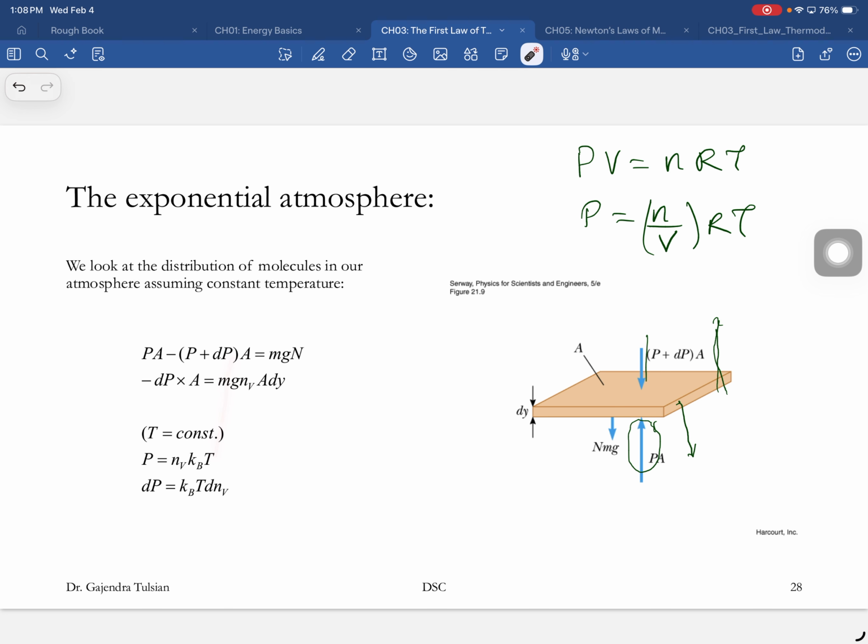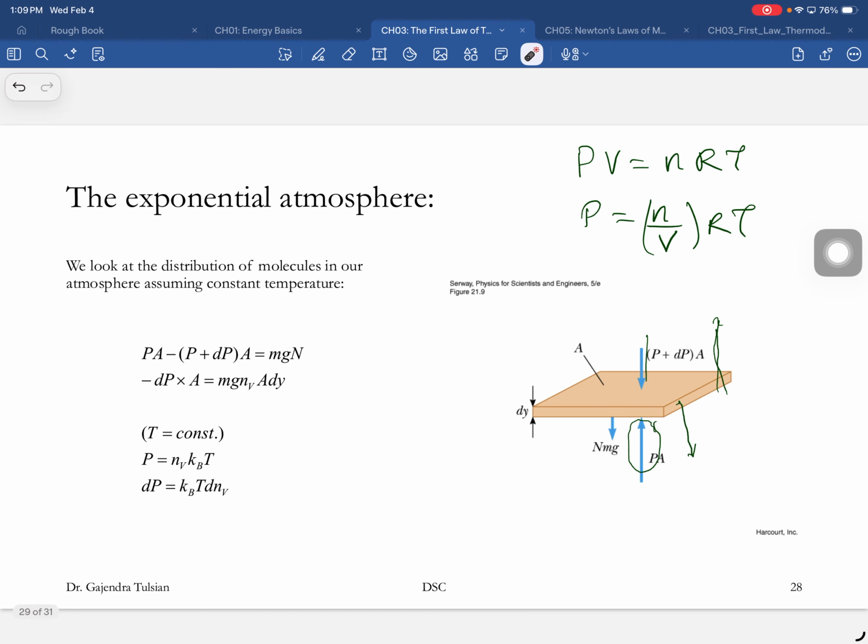So here's the pressure at the bottom. Here's the pressure at the top. And so dP is negative. The change in pressure as you rise up is negative. This is the force at the bottom, the force at the top. That's equal to the weight of this amount of gas. And so if you go through all of that, the change in pressure, dP, is k dT times the change in the density. And so as you rise up, this is negative. So the change in pressure is negative.